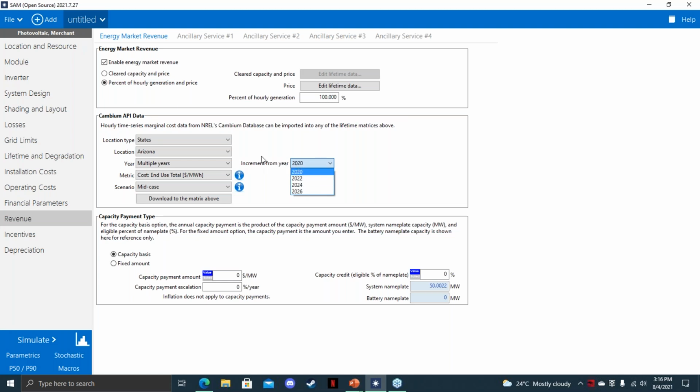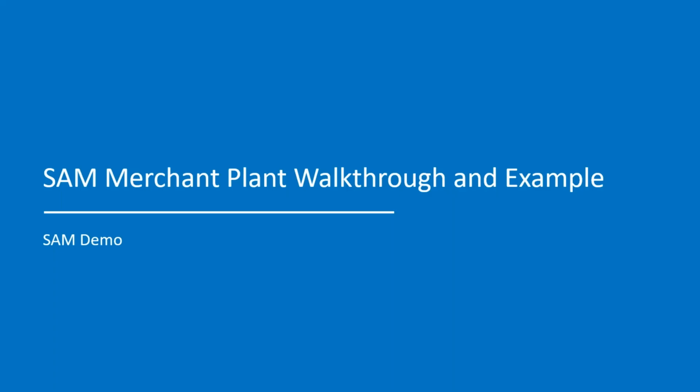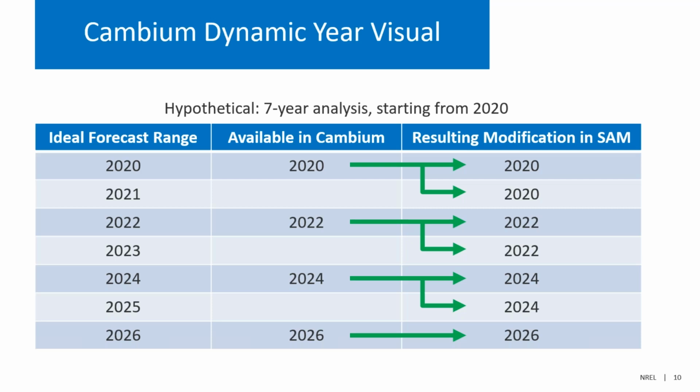In this incrementing selection, the discrepancy of having only even years is handled in SAM by duplicating the even years to cover the missing odd years. So as each year is retrieved from Cambium, it's duplicated in SAM if necessary to cover the missing odd years, as you can see in this table.